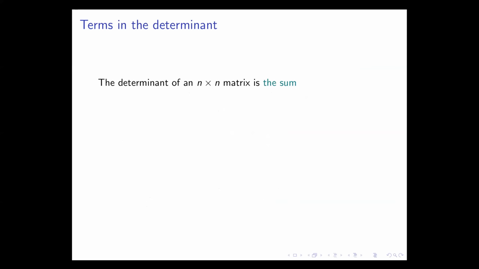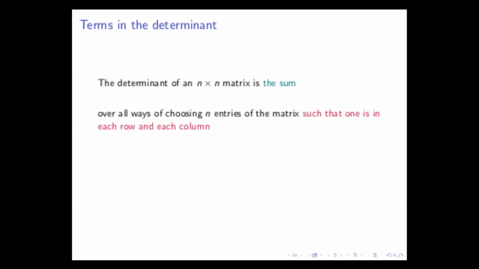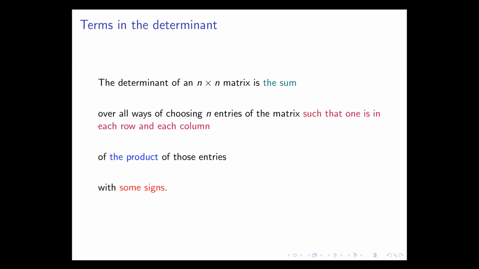Now, how about an arbitrary square matrix of size n by n? Well, then it's a sum. The idea, of course, is to start with an n by n matrix and then reduce the computation of the determinant of this matrix to the determinant of a smaller matrix, and then again and again until you get through all the elements. So we sum over all ways of choosing n entries of the matrix such that one is in each row and each column. And then we take the product of those entries with some signs.